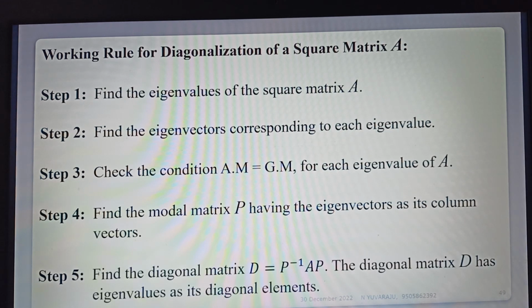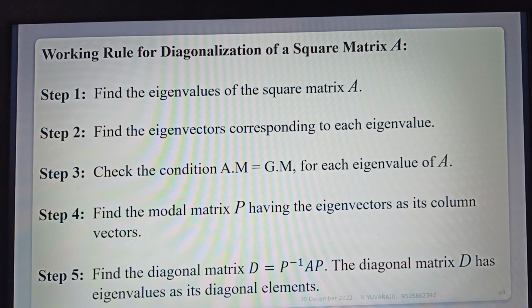Next, find the diagonal matrix D equal to P inverse A P. After finding P, take the product of the three matrices: find P inverse, then P inverse A into P, and we get the diagonal matrix. The diagonal elements are the eigenvalues of the given matrix. This is the working rule.